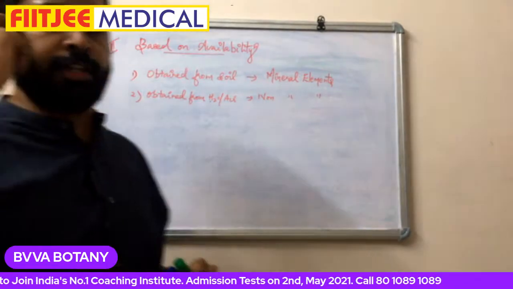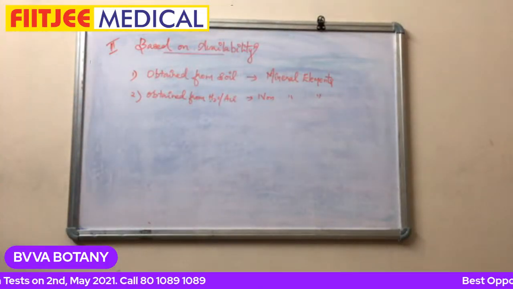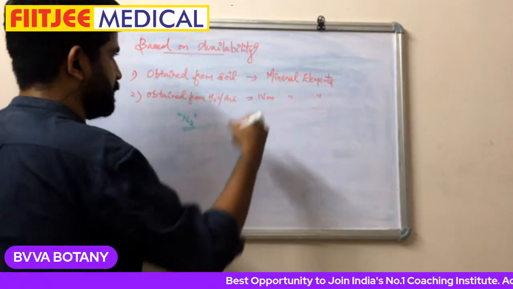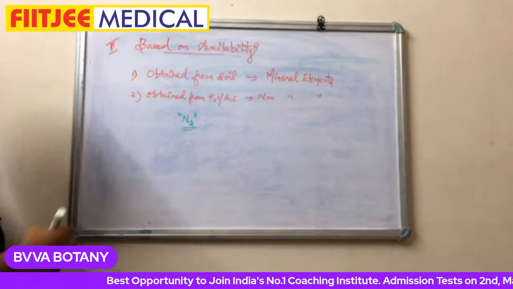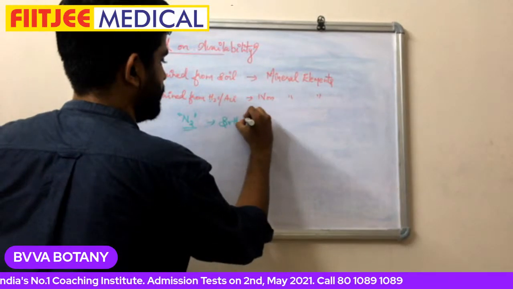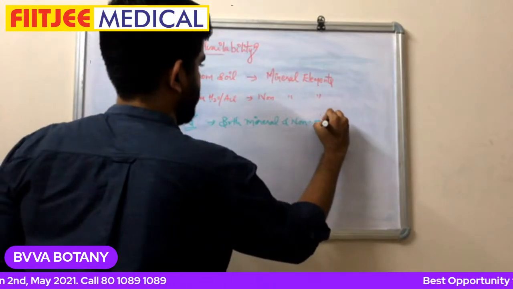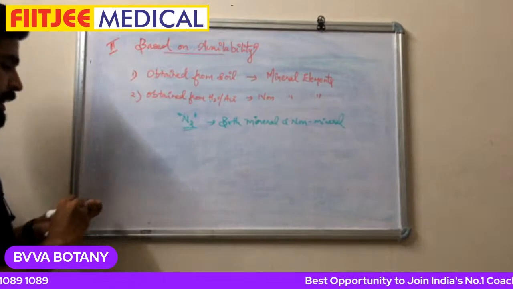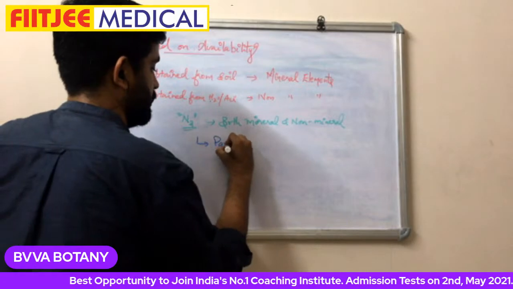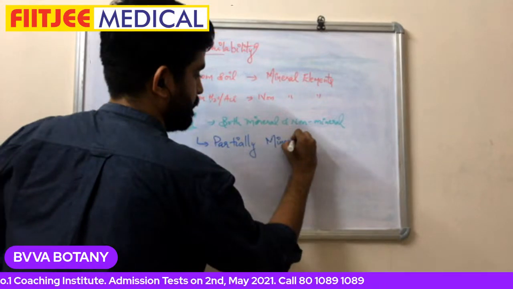These examples I am leaving to you; you can go find the examples. The next point I want to tell you: nitrogen can be obtained both from the soil as well as from the air. So it can be both mineral and non-mineral. This is why we always say nitrogen is a partially mineral nutrient.